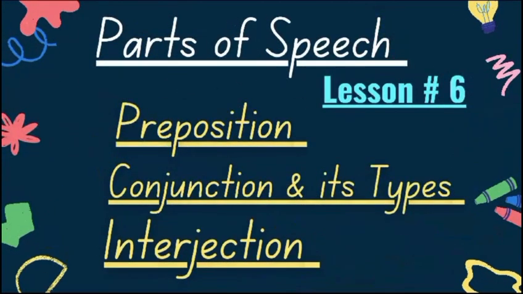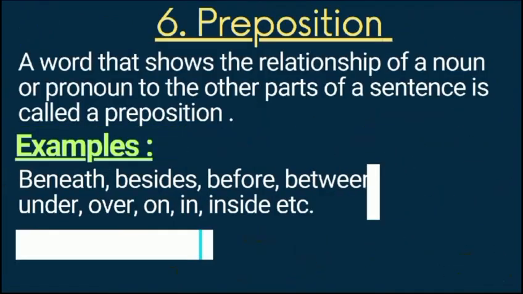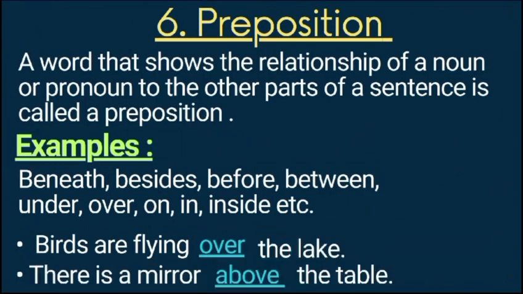Today we are discussing lesson number 6 of parts of speech, that is prepositions, conjunctions, and interjections. 6. Preposition. A word that shows the relationship of a noun or pronoun to the other parts of a sentence is called a preposition. Examples: beneath, besides, before, between, under, over, on, in, and inside are prepositions.